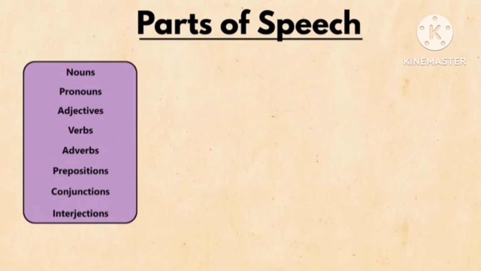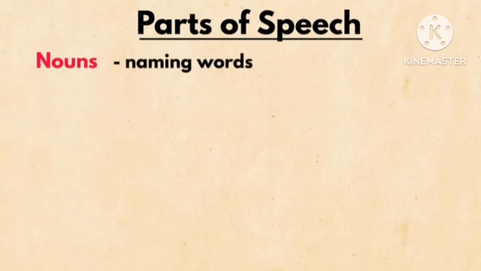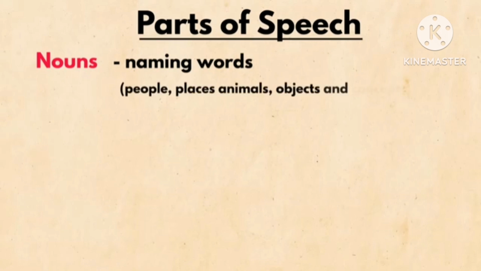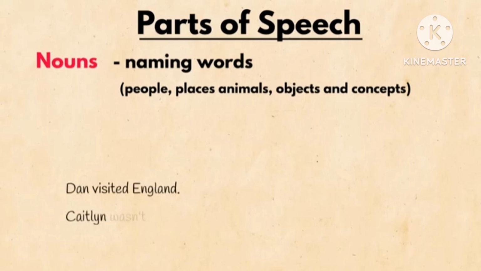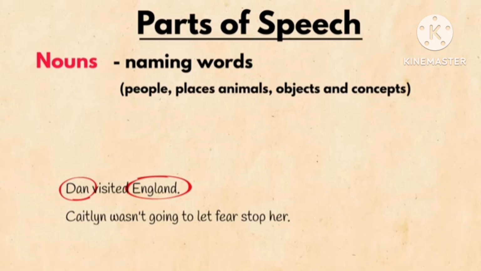Here are the 8 parts of speech. We'll start with nouns. Nouns are naming words. They name people, places, animals, objects, and concepts. For example, Dan visited England, and Caitlin wasn't going to let fear stop her. In the first sentence, the words Dan and England are nouns. In the second sentence, Caitlin and fear are nouns.